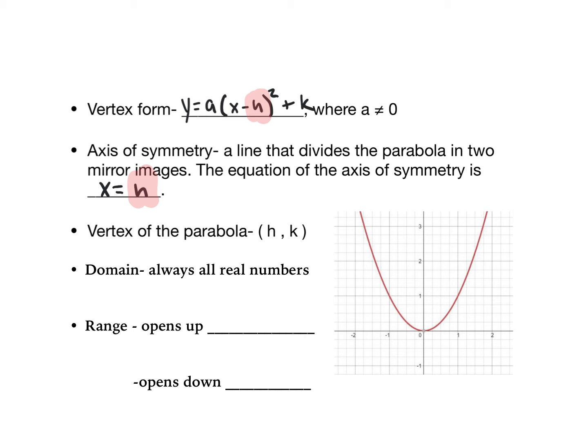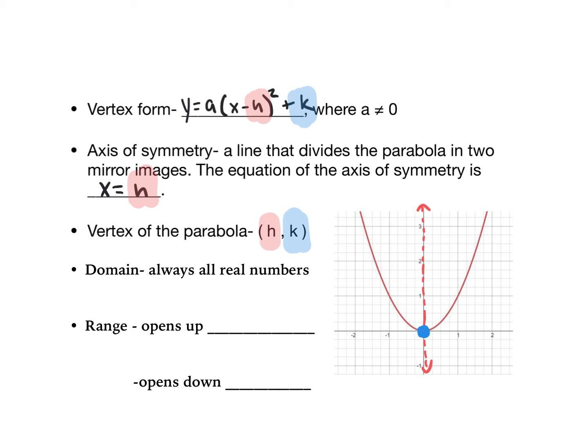Our axis of symmetry is a vertical line right down the middle of our parabola, and it cuts our graph into two equal parts. Now the vertex of our parabola is h comma k. We get our h and k from our formula. The vertex is the point at the very top, the top of the mountain, or the very bottom, the bottom of the valley. So that's our vertex.